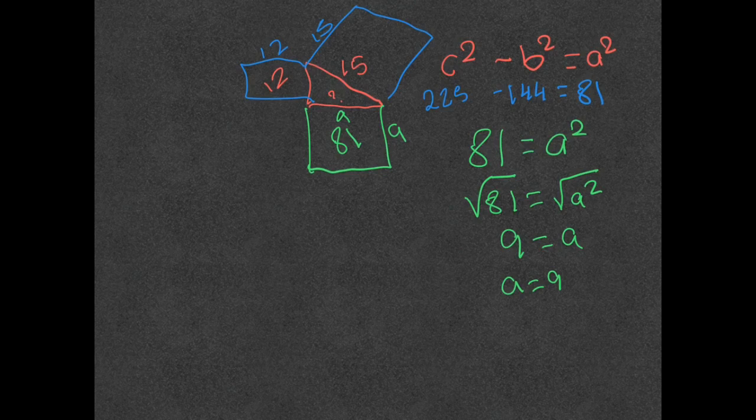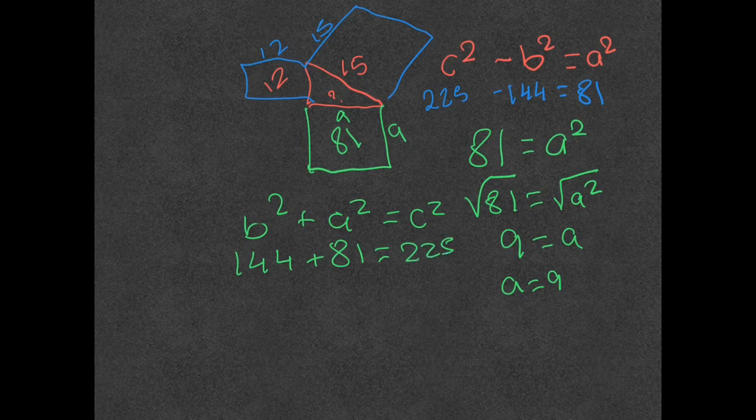And you can check your work by doing 12 times 12, which is B squared, and then you could do plus A squared, which is 9 times 9, and then you would get C squared. So B squared is 144 plus A squared is 81, which would equal 225, and 225 is the square root for 15.